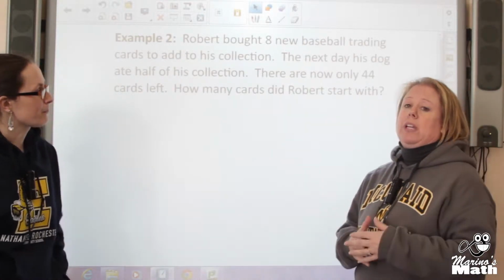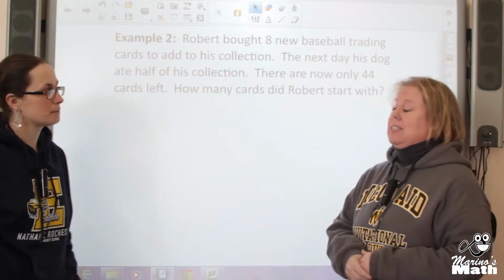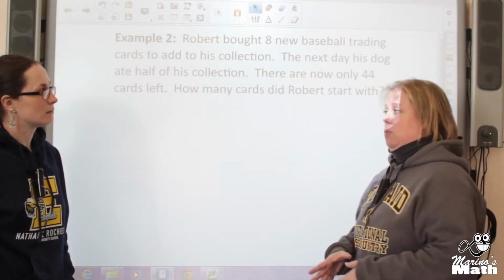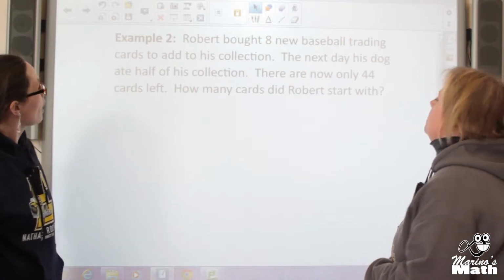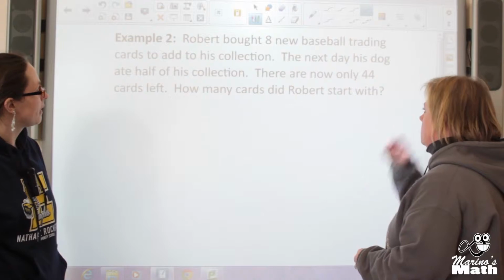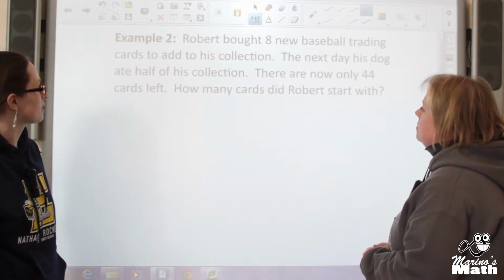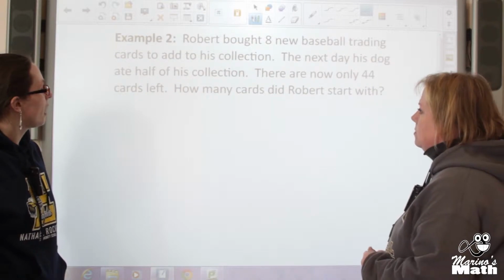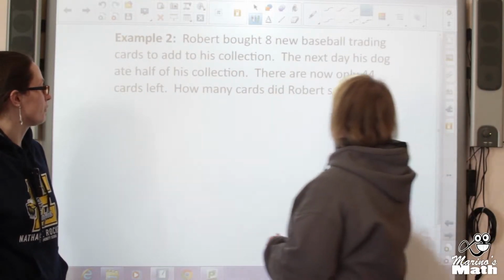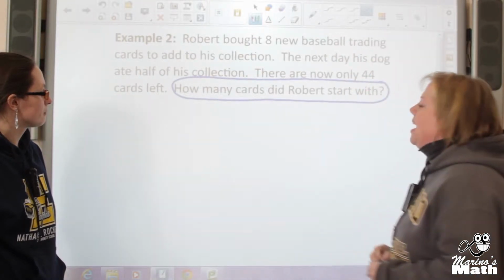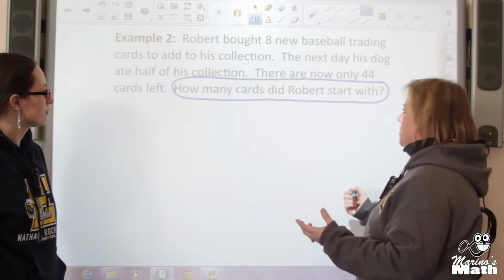So again, we're going to read it through the first time for fluency. The second time, we're going to read it through to determine what the question is asking us to do. So Robert bought 8 new baseball trading cards to add to his collection. The next day, his dog ate half of his collection. There are now only 44 cards left. How many cards did Robert start with? So they're asking us to determine how many cards Robert started with.